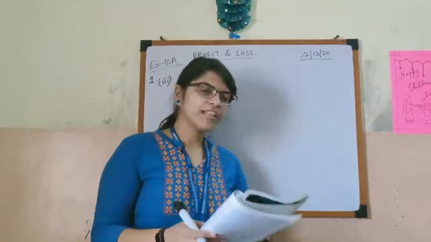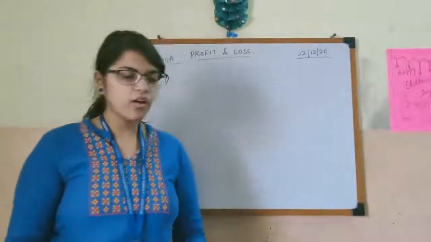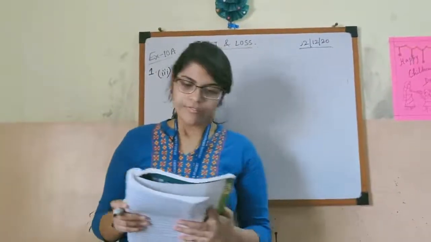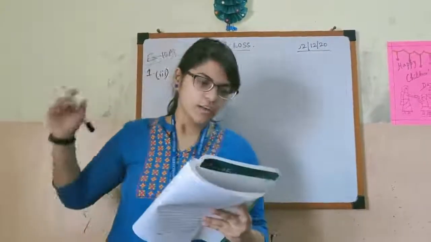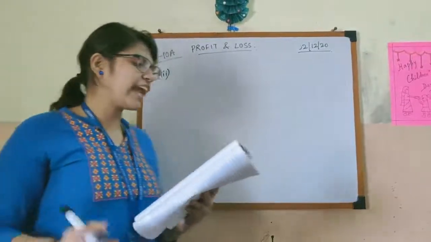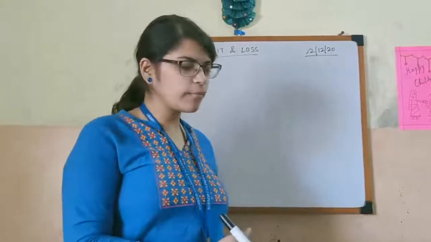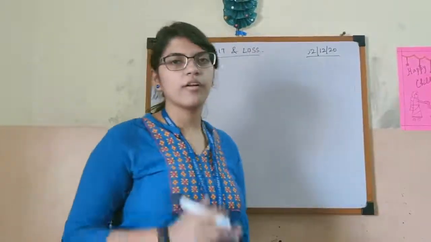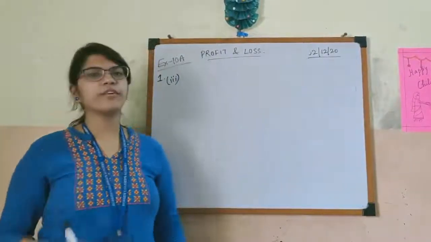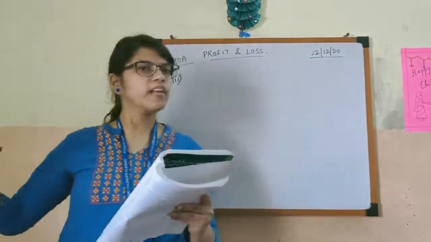So we have learned the concepts for profit and loss. So let us do some sums now. We have exercise 10A first. It says find the gain or loss percent when. In case of this sum, there can be gain as well as loss, so you have to determine that from the values of selling price and cost price.